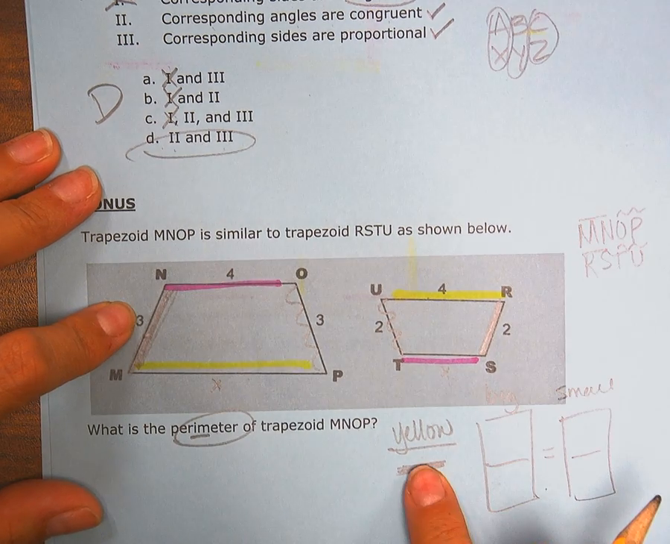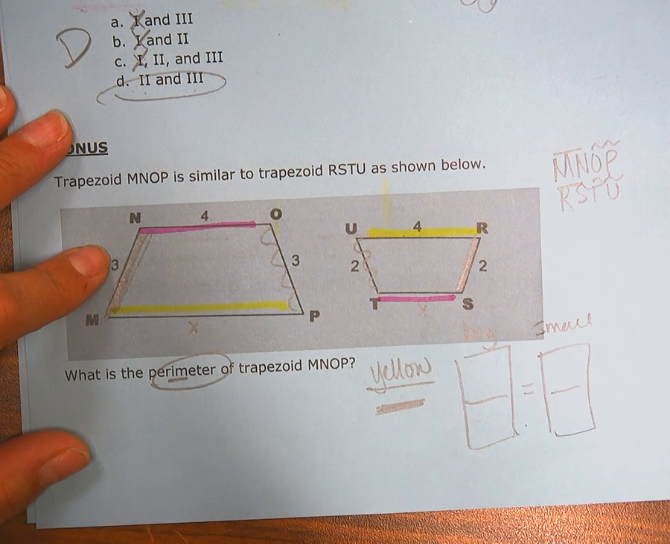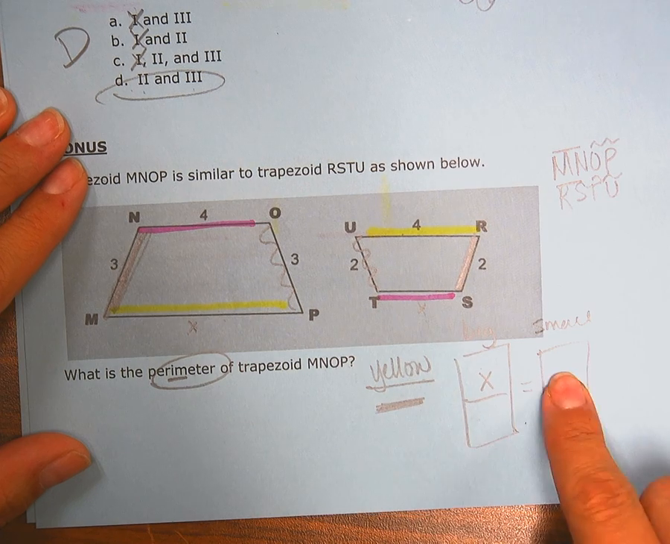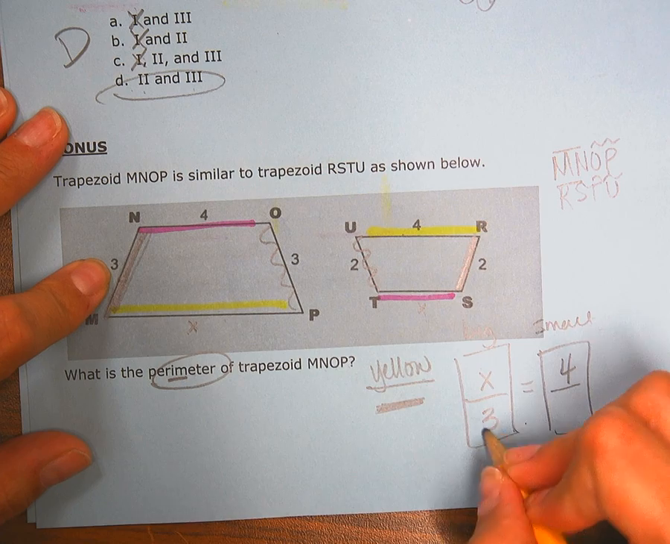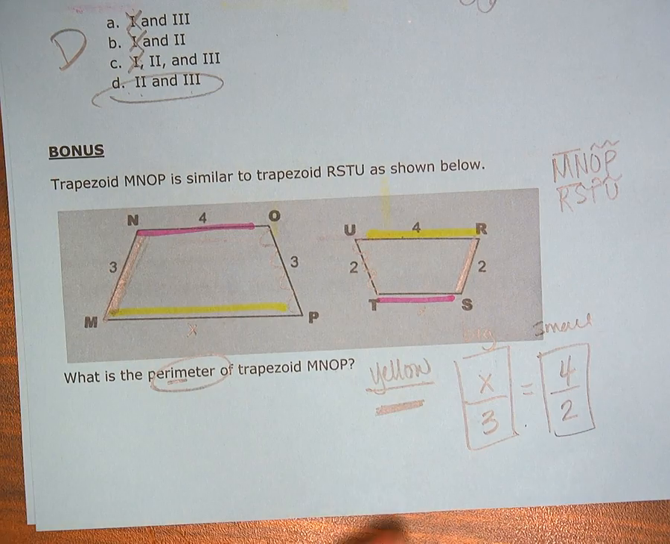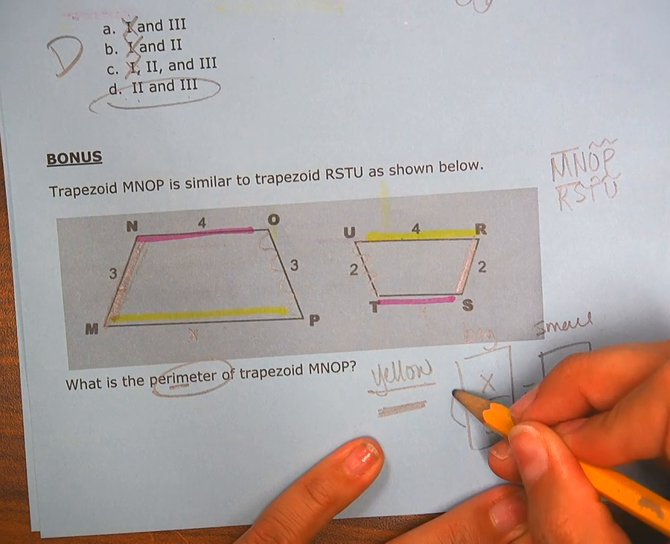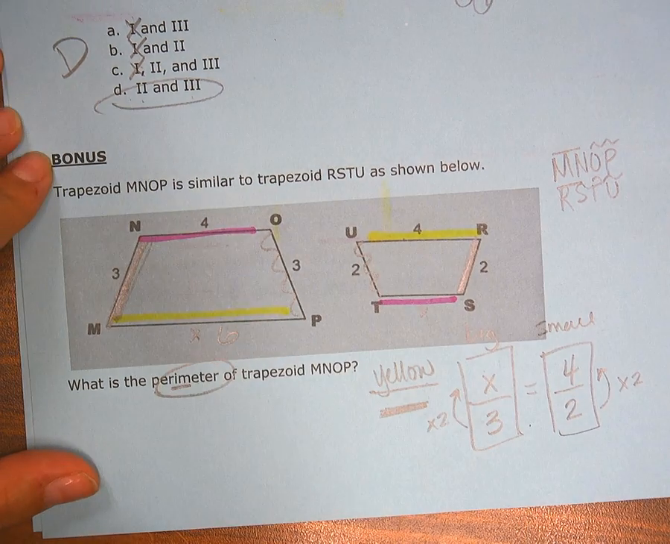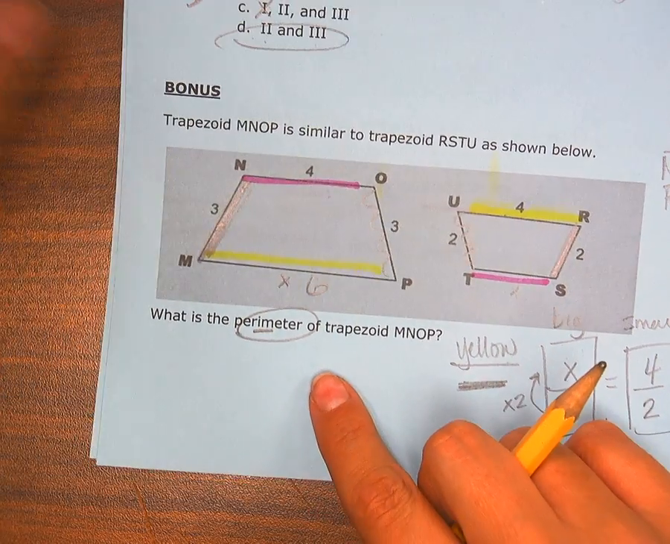Hopefully you're noticing a common thing where you use colors and you use big and small or left and right. All right, yellow big is X. Yellow small is 4. Bold line on the big is 3. Bold line on the small is 2. Here, 4 to 2 is times 2, which means 3 to X is times 2. That's 6.